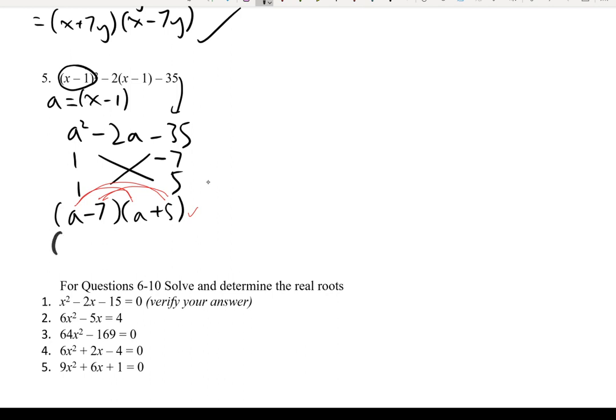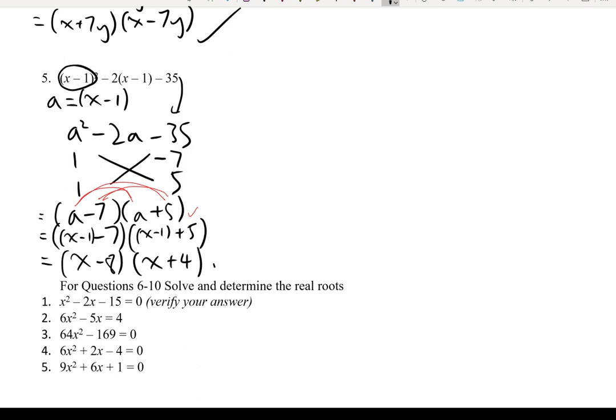So this will be, I chose the wrong color again, wrong thickness. This will be x minus 1 minus 7, and then we have x minus 1 plus 5, and then remove the brackets, and then that will be x minus 1 minus 7, which is x minus 8, and then this x minus 1 plus 5 is x plus 4. And that is the final answer. That's questions 1 to 5.